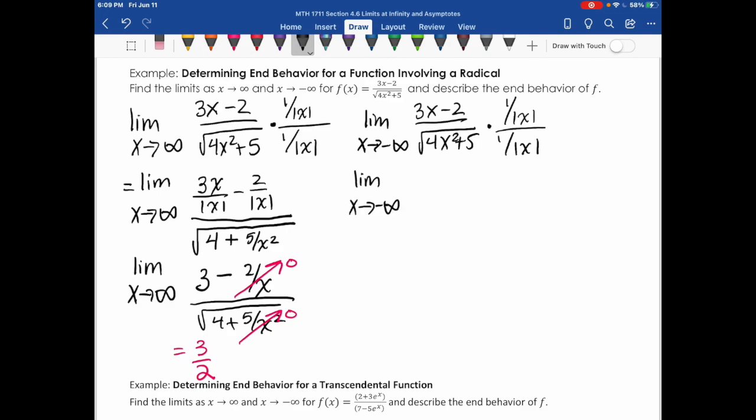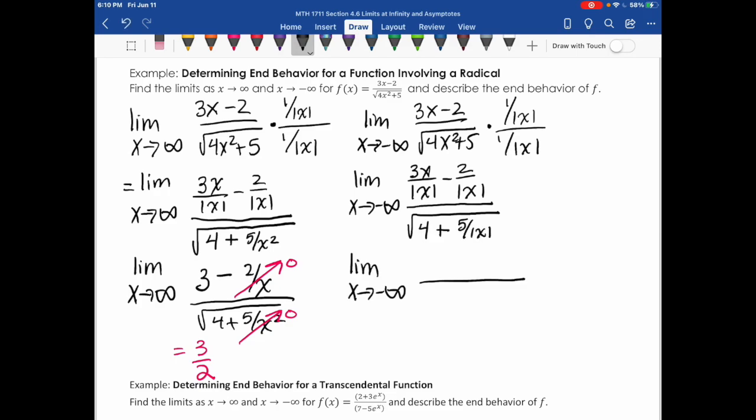So now when I take the limit as x approaches negative infinity, after I multiply through, I'm going to have 3x over the absolute value of x minus 2 over the absolute value of x all over the square root. Now when I bring that absolute value of x inside the square root, it comes inside as an x squared because outside it's the absolute value of x.